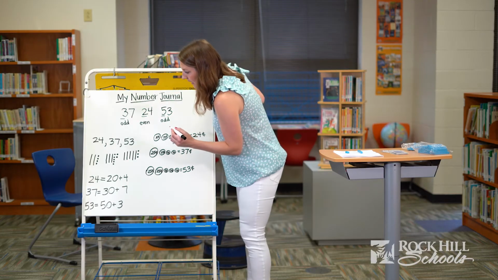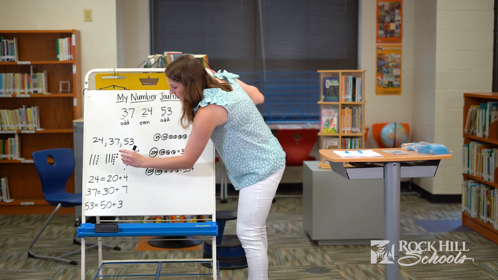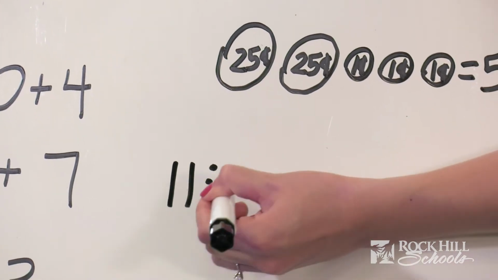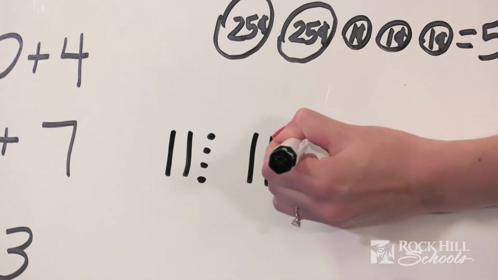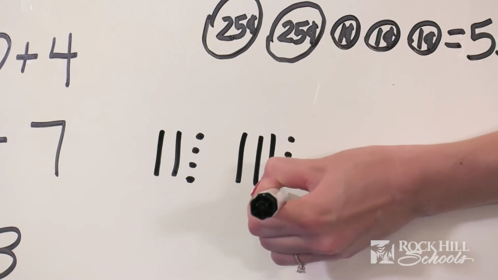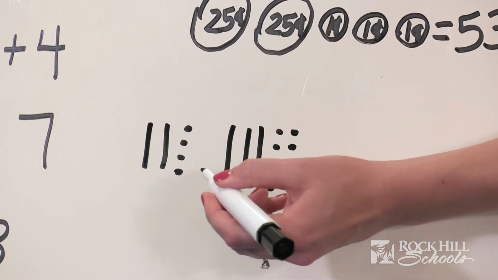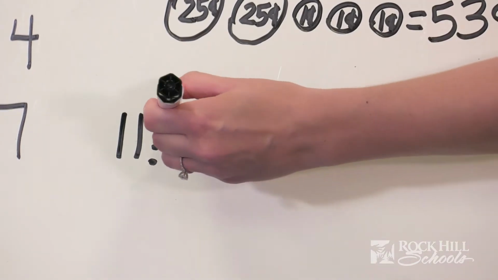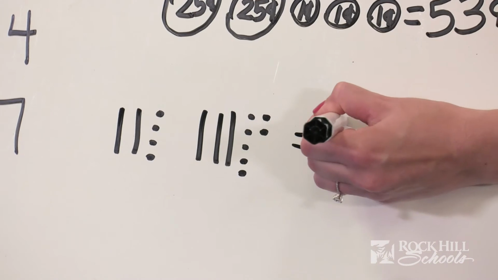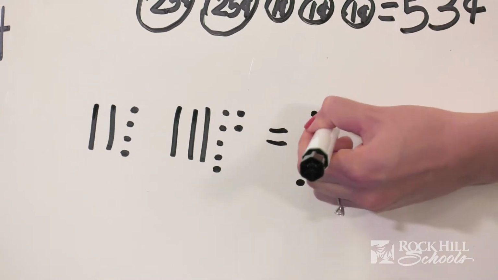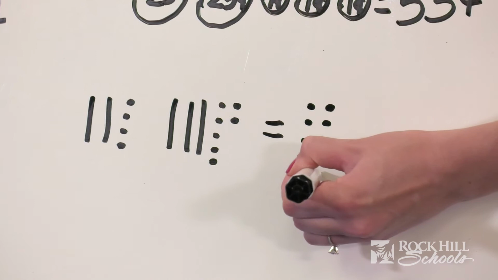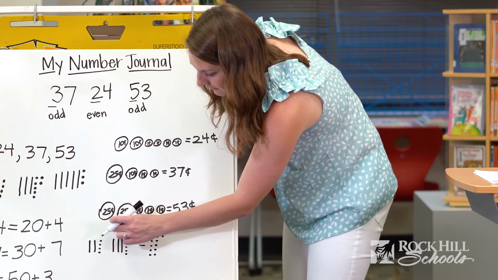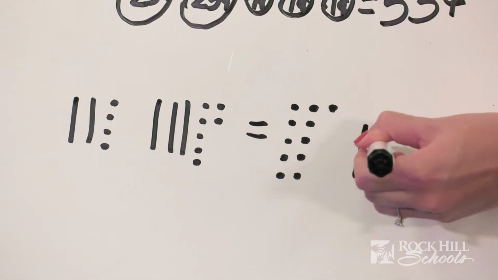So if we look at our 24 and our 37, we already have 2 rods and 4 ones, and then we have 3 rods and 7 ones. If we combine all of our ones, we have 7, 8, 9, 10, 11. And then we combine our rods, we have 3 and then we have 2, so that gives us 5.